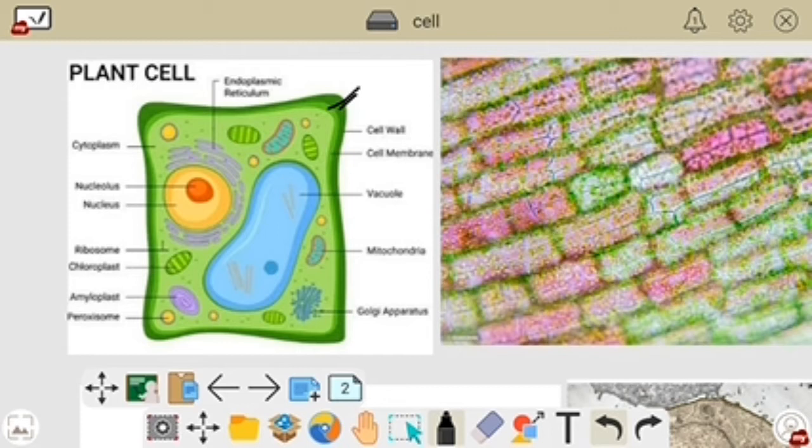So let's see chloroplast. Chloroplast is also an organelle which is only present in plant cell. You know the process of photosynthesis by which the plants make their food takes place in this chloroplast, and the green pigment is known as chlorophyll. You can see here some green organelles are present. So these are called chloroplast.